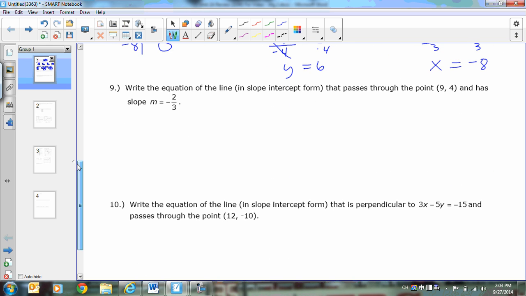It says write the equation of the line in slope-intercept form that passes through the point 9, 4 and has a slope of -2/3. So we're given a point that lies on the line. We're given the slope. So point and a slope. We want to use our point slope form. So let's start by writing that down. Y minus y sub 1 is equal to the slope times x minus x sub 1.